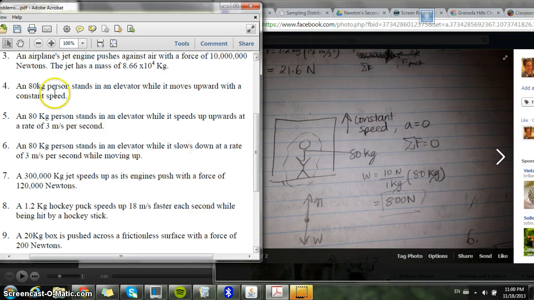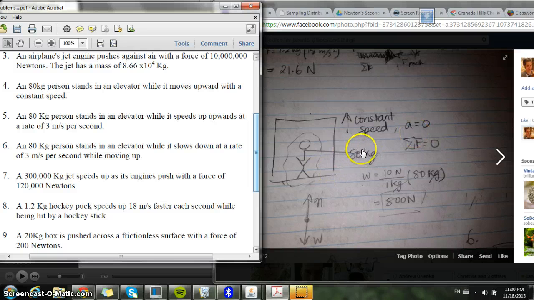So here we go, number 4. An 80-kilogram person stands in an elevator. So here's our elevator and our person. Our system is going to be the person, and it's moving upwards with a constant speed. Constant speed, acceleration is 0. So that means that the net force is 0.